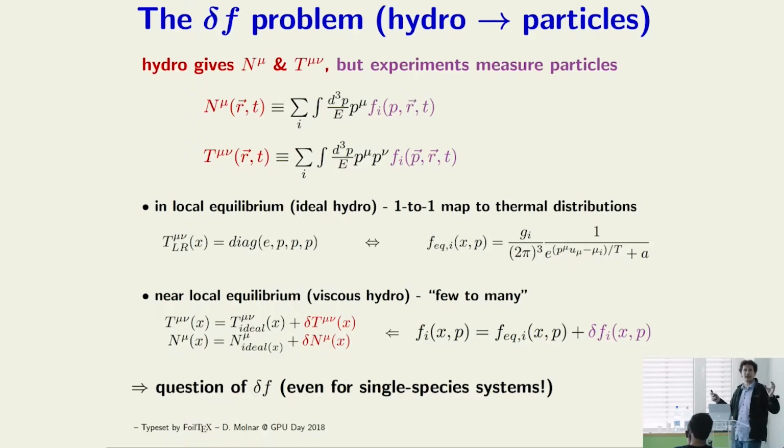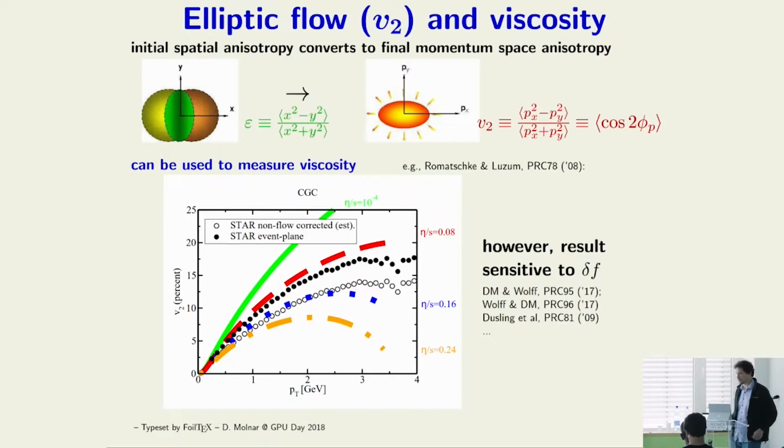So you have infinitely many choices you could make. Literally infinite, you can write up classes, even if you have a single component system. So the question is, where do you get this from? But why does it matter?